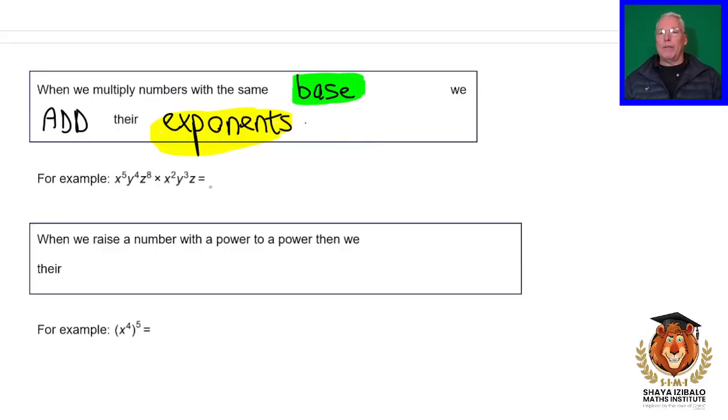Just see if you can write down what you think the answer to this is going to be. x to the 5, y to the 4, z to the 8, multiplied by x squared, y cubed, z. And remember that z is 1z, z with a little 1 on. The 1's not there, it doesn't have to be shown. Okay. Final answer. How many x's altogether? Well, there are 5 over here and 2 over here. So 7 x's multiplying together. That's how we write that. How many y's? Well, there's 4 y's here and 3 y's there. 7 y's as well. How many z's? Well, there's 8 z's there and 1 z there. So 9 z's.